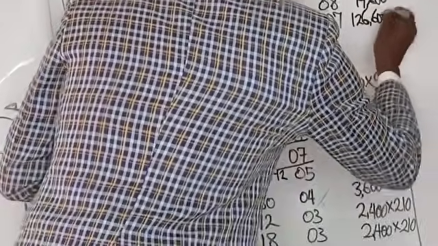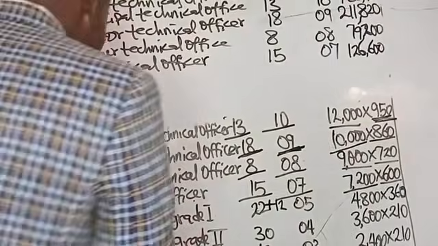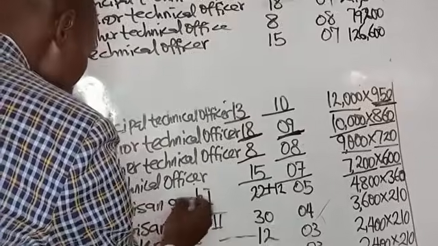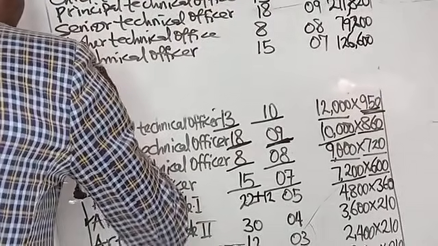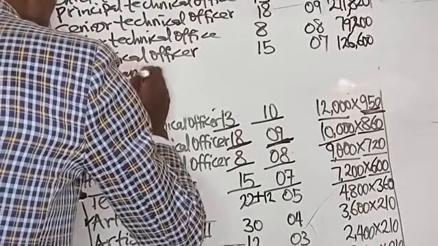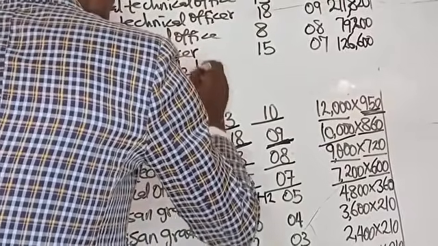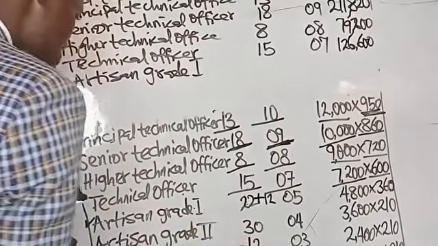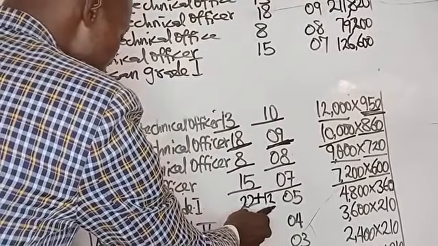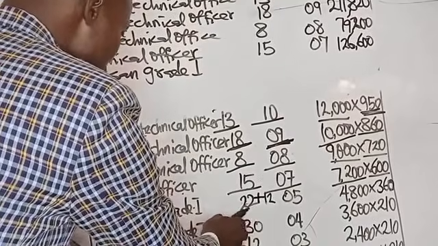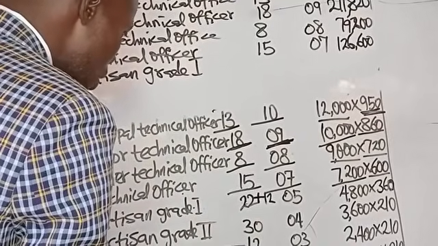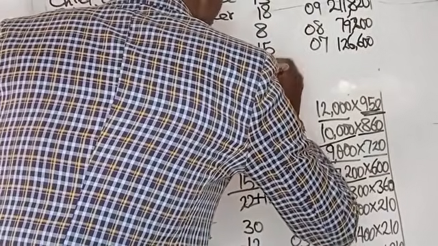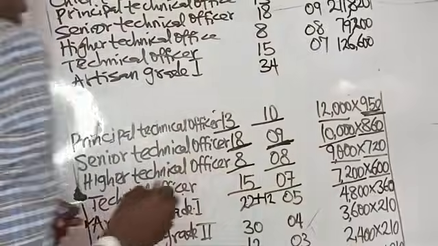126,600. After technical officer, we have artisan grade 1. Artisan grade 1. You have 22 employees before. 12 employees were employed during the year. 22 plus 12, that will be 34 employees. Artisan grade 1 consists of 34 employees.